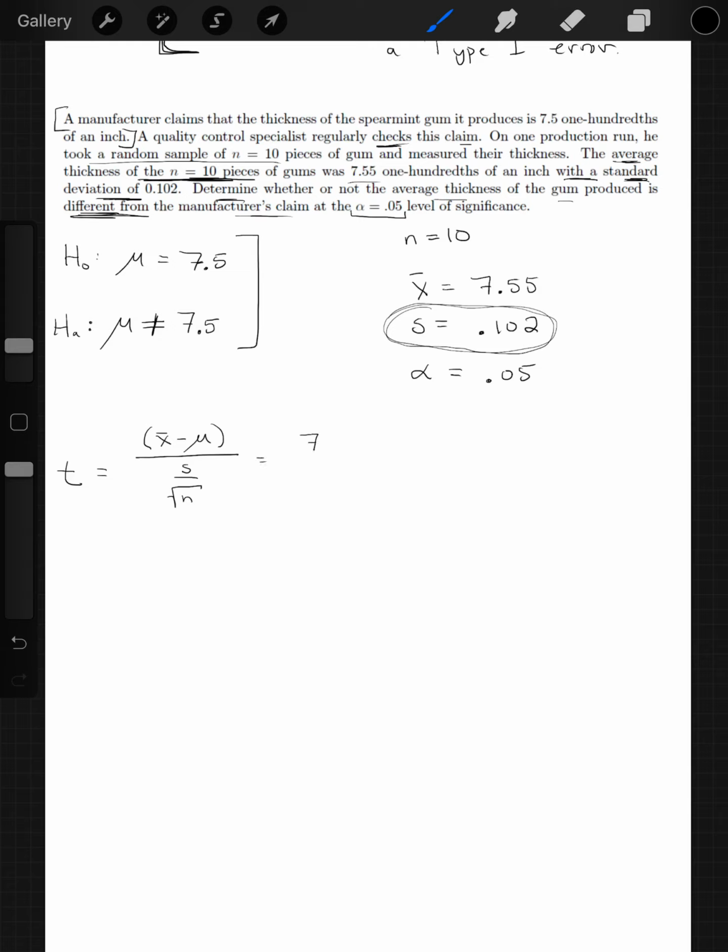So this is 7.55 minus 7.5 all over 0.102 over the square root of 10, which, when I plug into my calculator, I get 1.55. Now, the reason why we do this test statistic is that it's going to be essential in the drawing a conclusion step, right?